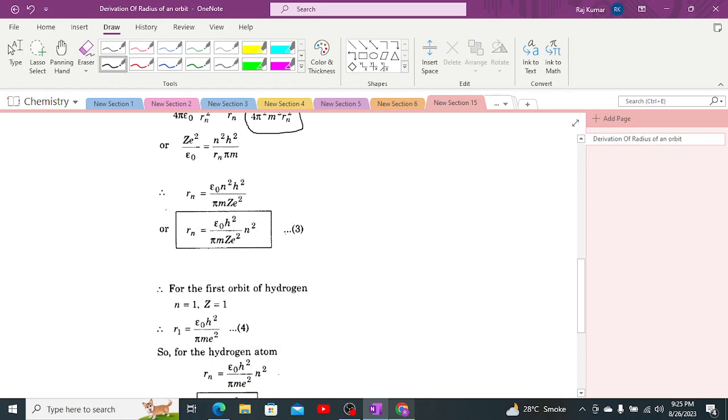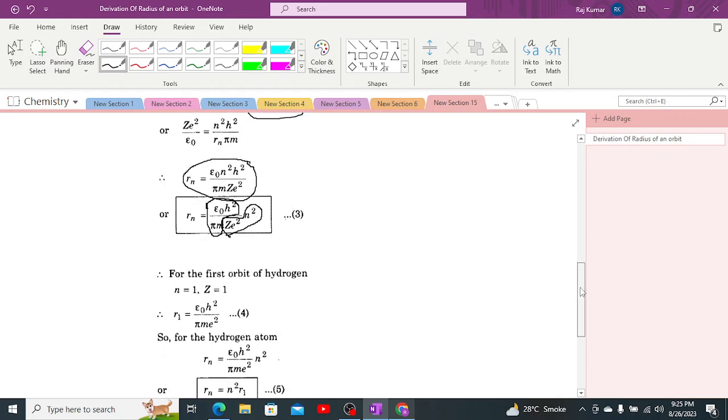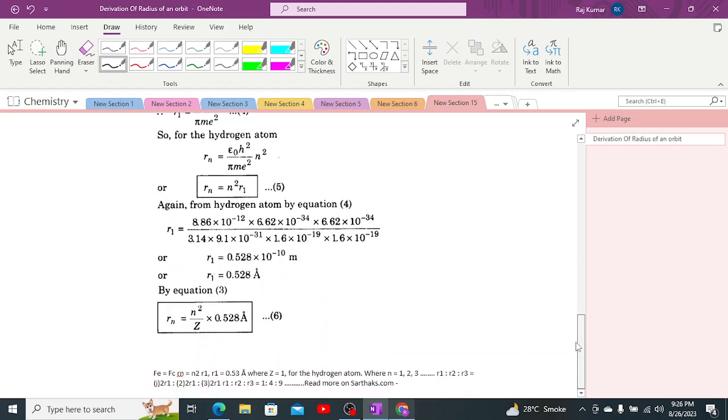As we know, in these values there are some constant values as well as some variable values. Epsilon naught is constant, h square is constant, pi is constant, m is constant, mass is constant, and proton number is not constant. So here we are going to separate the constant values, while n square and Z square are variable values. The constant values would be considered as a single value, known as a naught.